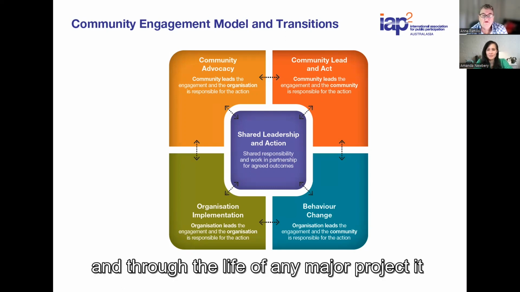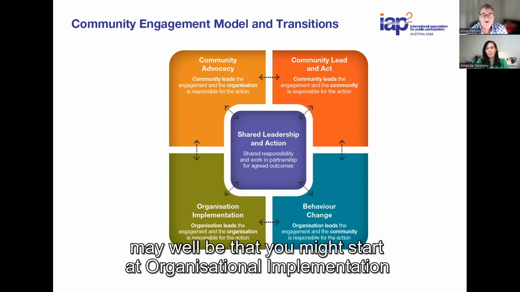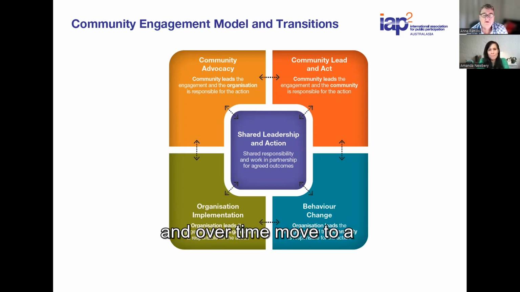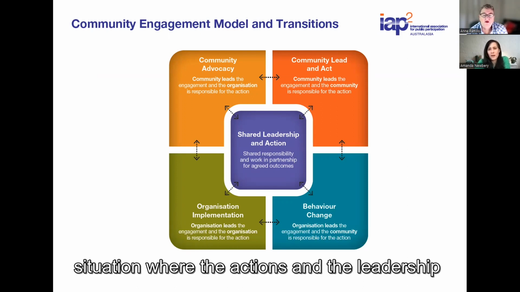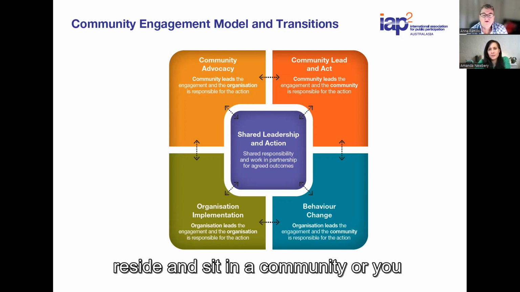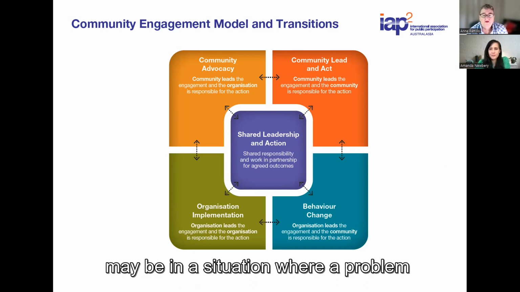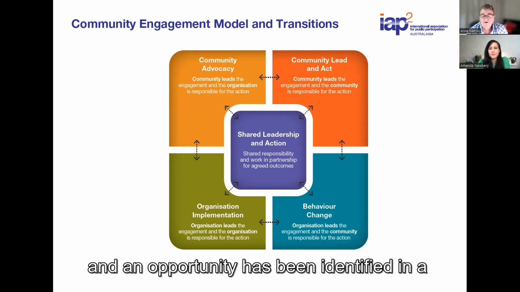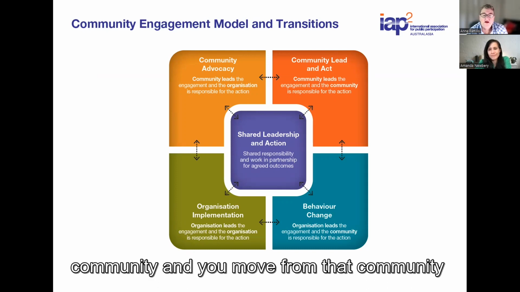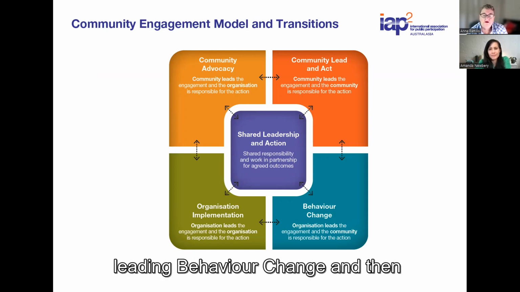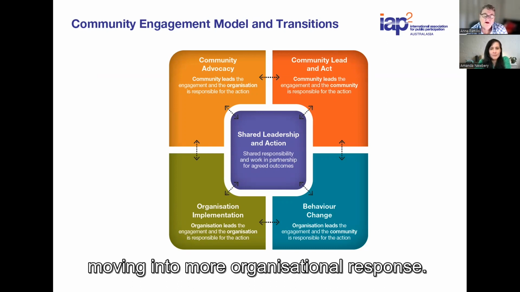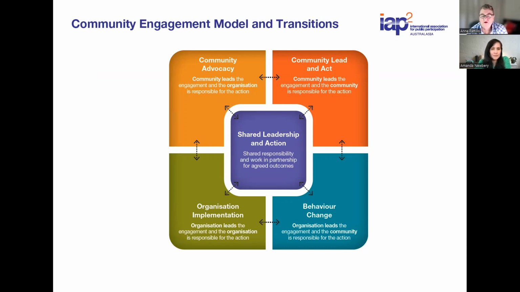And through the life of any major project, it may well be that you might start with organisational implementation and over time move to a situation where the actions and the leadership reside and sit in a community, or you may be in a situation where a problem and an opportunity has been identified in a community and you move from that community leading behaviour change and then moving into more organisational response.